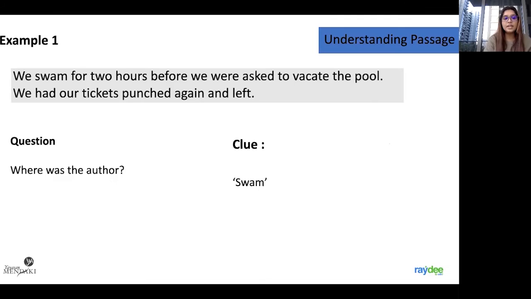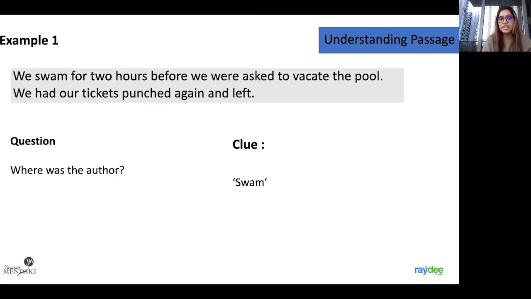Okay, so open-ended comprehension, we are looking at the first example. We swam for 2 hours before we were asked to vacate the pool. We had our tickets punched again and left. Now, when it comes to open-ended comprehension, a student should be able to understand, analyze, infer, and do referencing. So here the question that is asked is, where was the author?